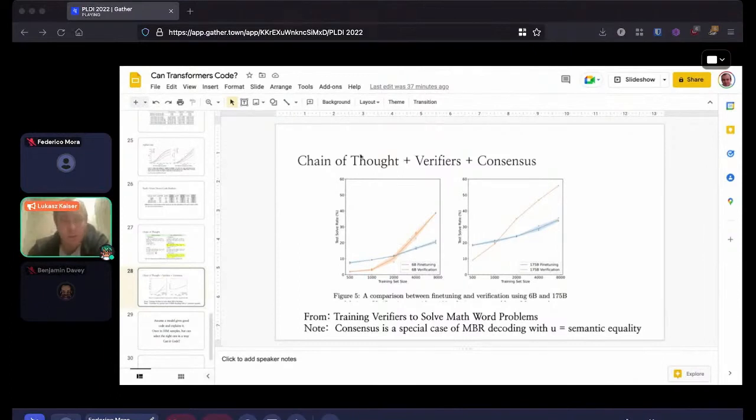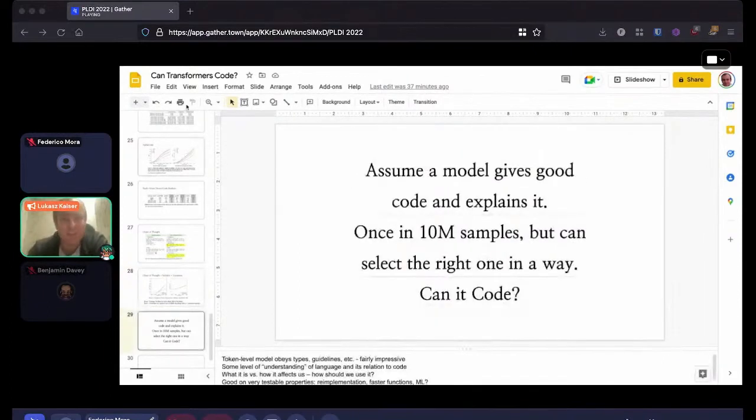So that's great, but here's a question, and here we're coming back to the question we started this talk with. A single model gives you good code, and it even writes you a reasoning that explains why this code is good. And maybe once in a few million samples, it can give you a correct solution of a hard problem, and it will point you to which one it is because it has these mechanisms. If you have this model, would you say that it can code?